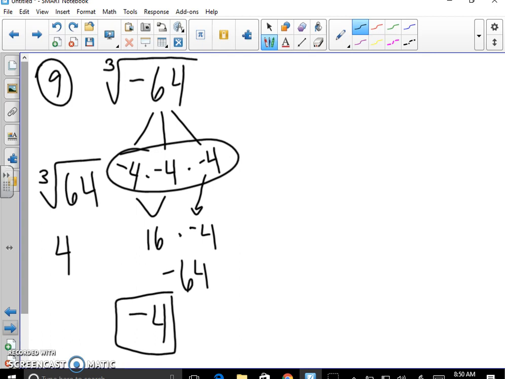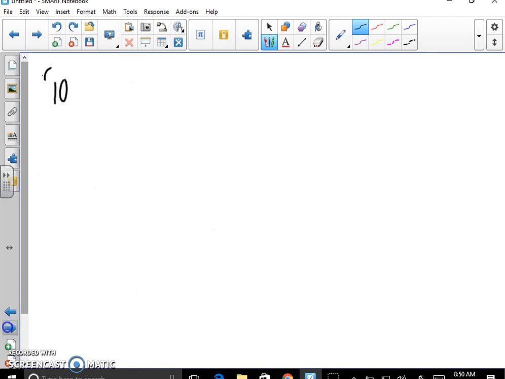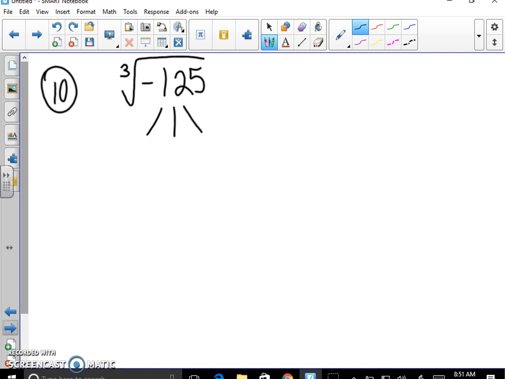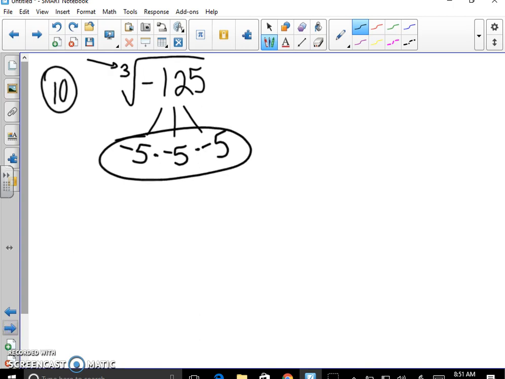We'll try another example. Try number 10. This will be our last problem for today. So we're going to take the cube root of negative 125. Well, let's see if we can break that down into 3 factors that are all the same. And yes, we can. Negative 125 can be broken down to negative 5 times negative 5 times negative 5. I'm looking for a group of 3. I got 3 negative 5s. That's our answer.